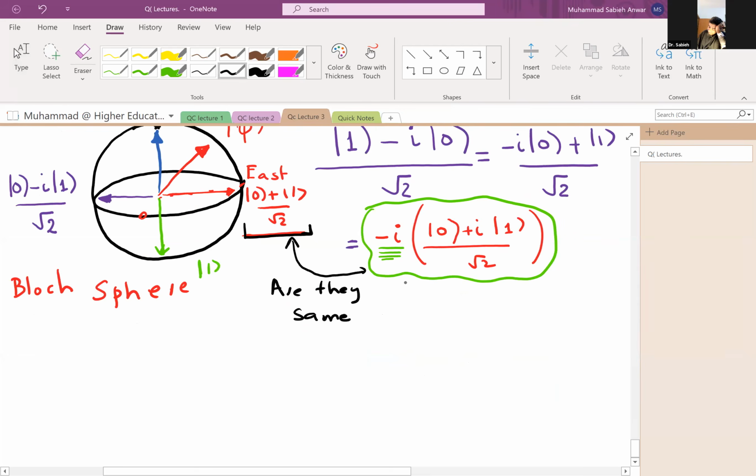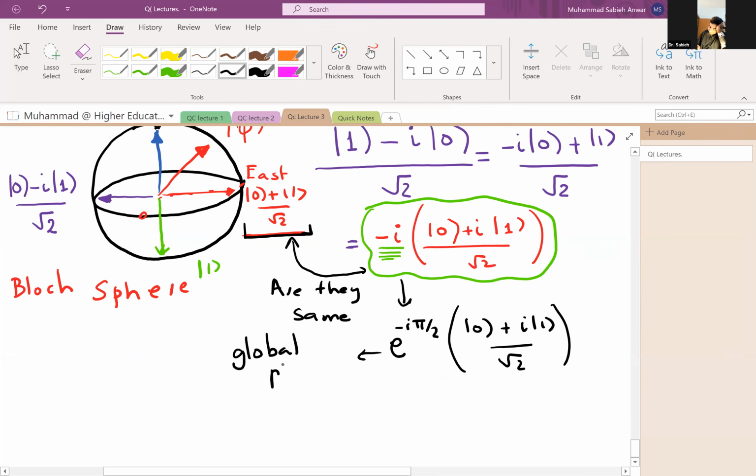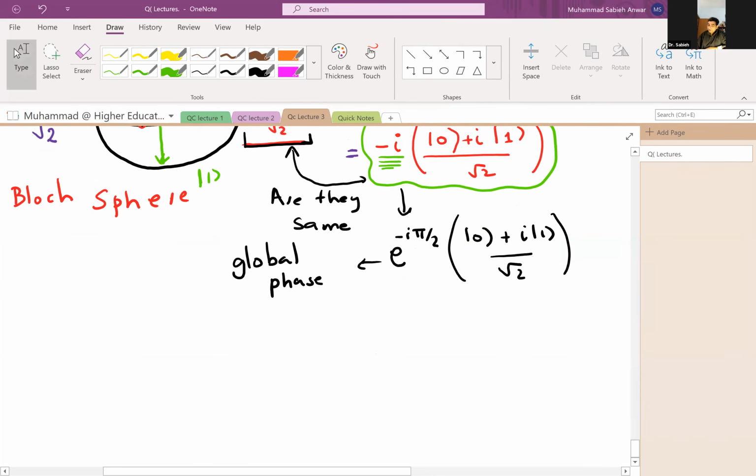Because this minus iota is merely e raised to the power minus i pi by 2. It's a global phase, and global phases don't matter. Why don't global phases matter? Because suppose this state is represented as chi. If I take chi and overlap it with 0, what would I get? I would get e to the minus i pi by 2 over root 2.